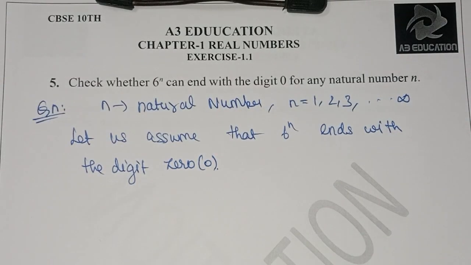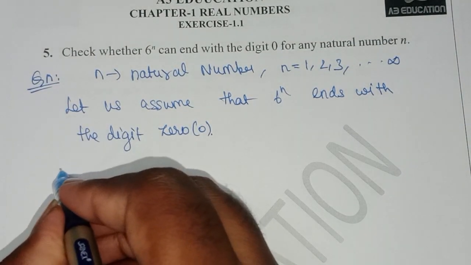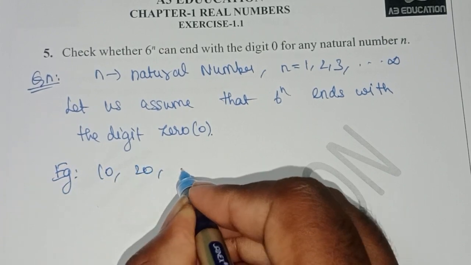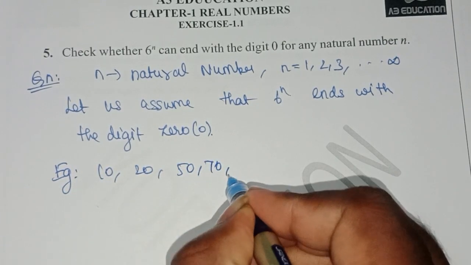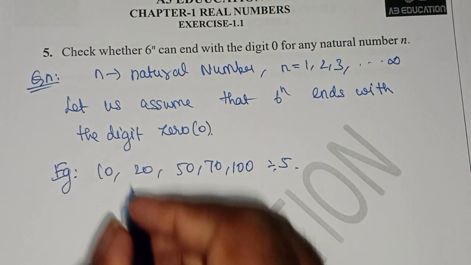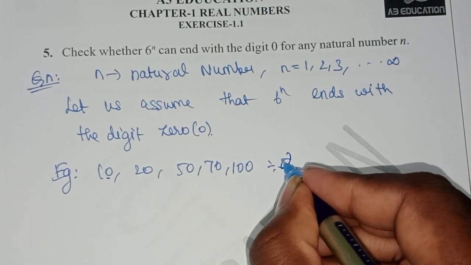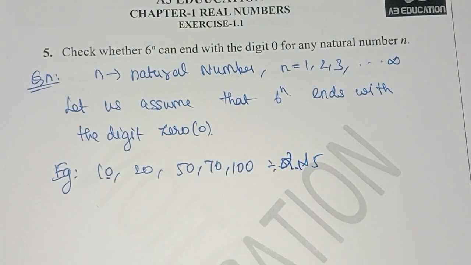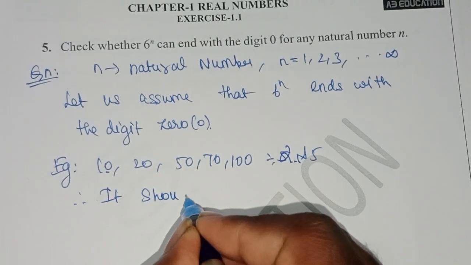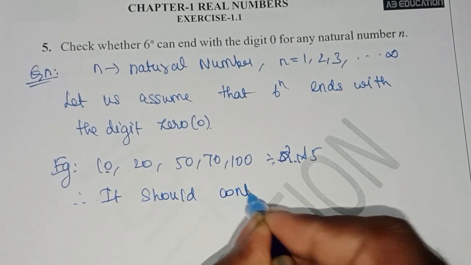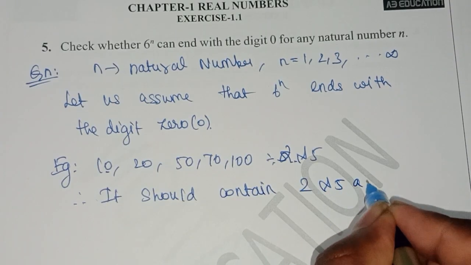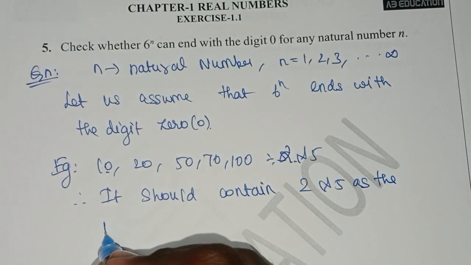Okay. என்ன condition பா? For example, பாருங்களேன் 10, 20, 50, 70, 100 இது எல்லாமே divisible by 0. ஏன்னா ends with 0 அப்போ divisible by 2 and 5. Therefore, it should contain என்னப்பா? It should contain 2 and 5 as the factors. Okay.